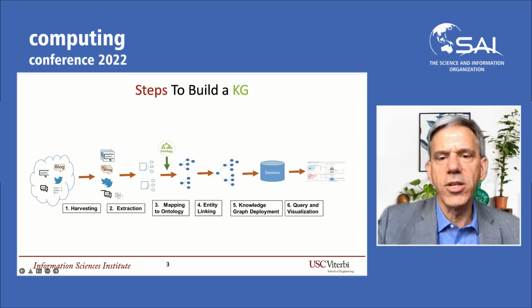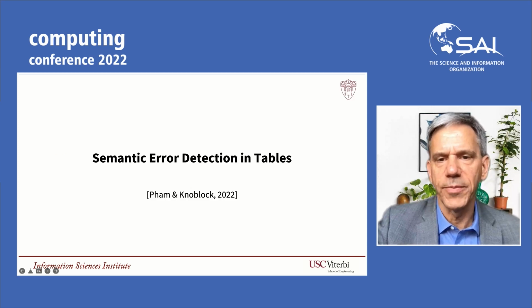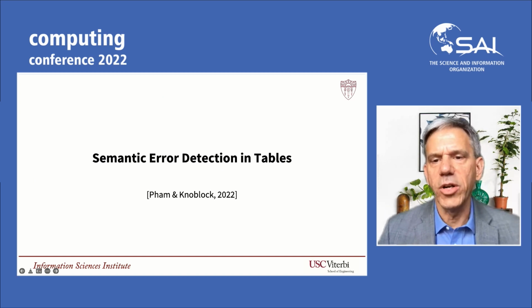And I'm really today just going to talk about steps 2 and 3 in here, and some specific work that we've been doing in steps 2 and 3 to sort of make the user's life easier to actually create these knowledge graphs. So let me first start with some work we've been doing on what's called semantic error detection.